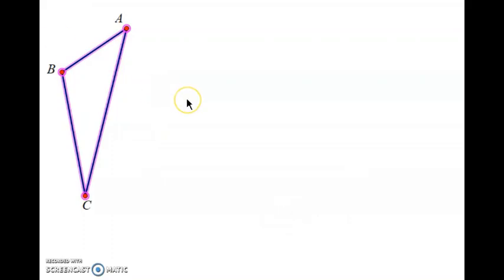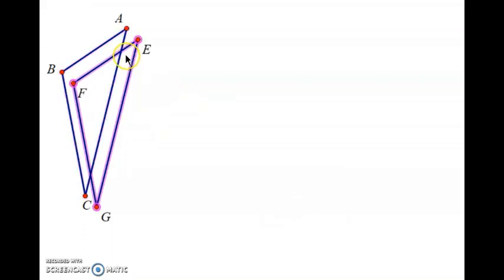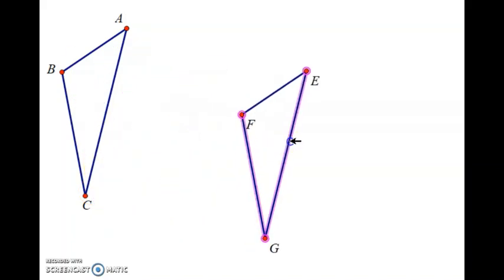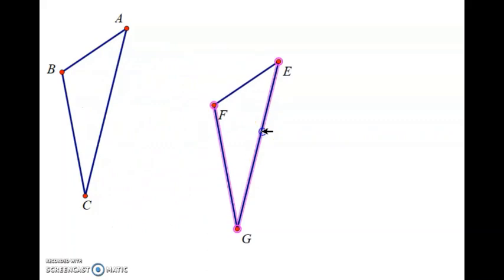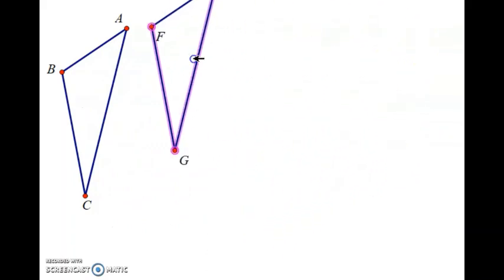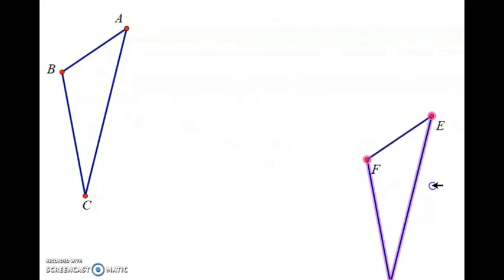A glide is simply a slide rotation. So A corresponds to E, B corresponds to F, C corresponds to G. And they don't need to overlap. They could, but they don't have to. And it could be in any direction, up, down, left, right.